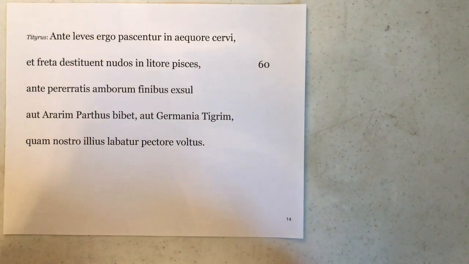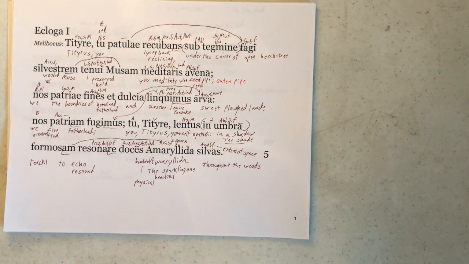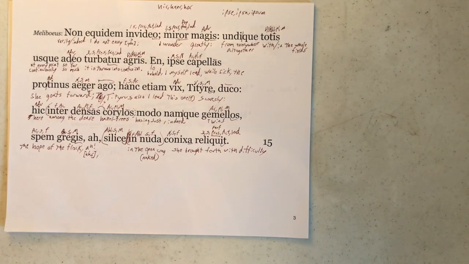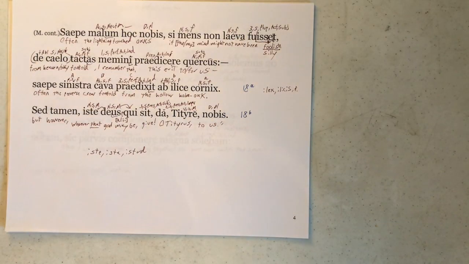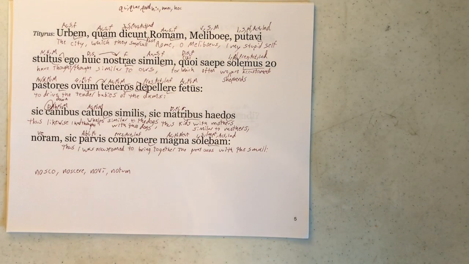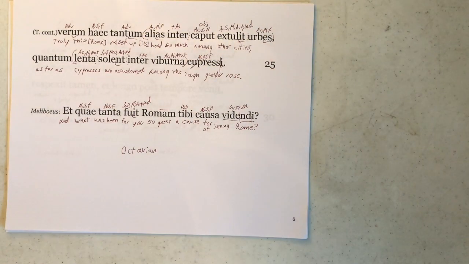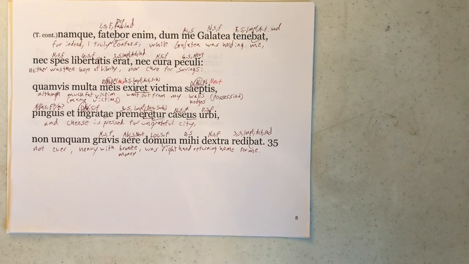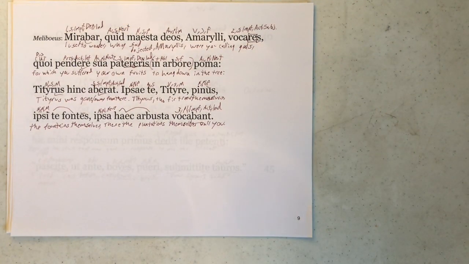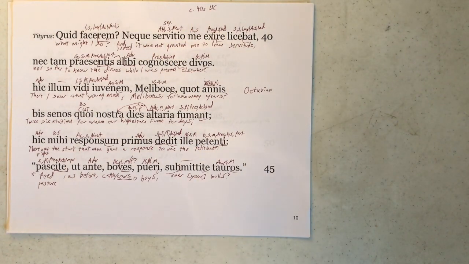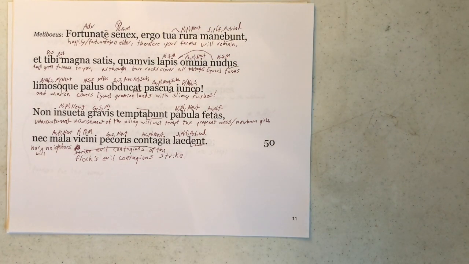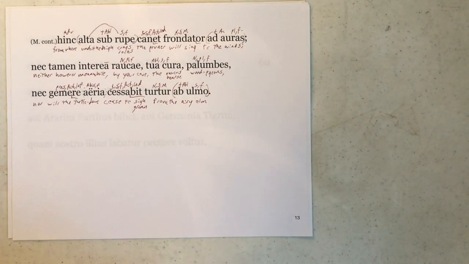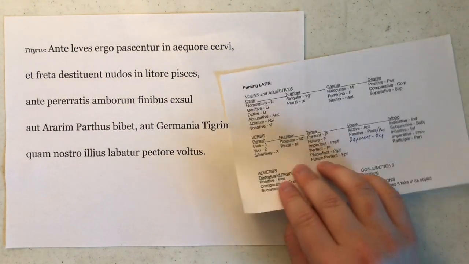But first, last time in Vergil's Ecloga. And now you're all up to speed. Here's a rubric, what we're looking for as we go through the text. Let's get started.